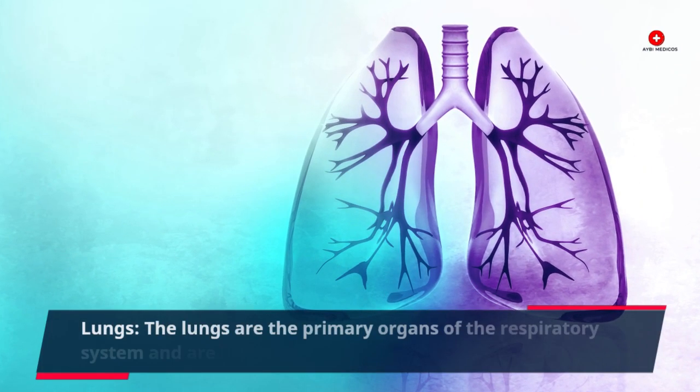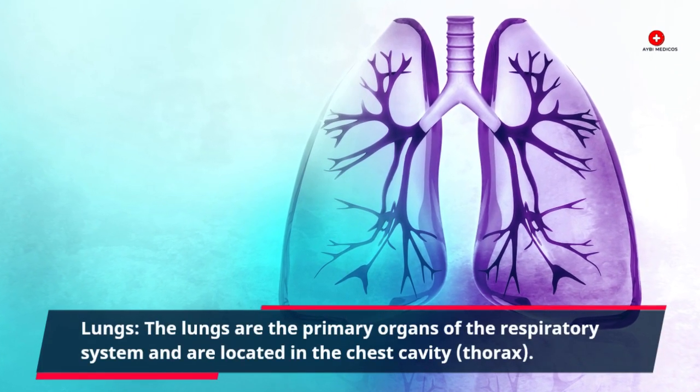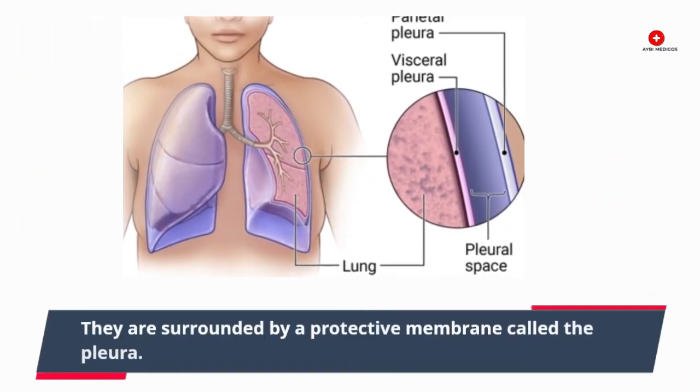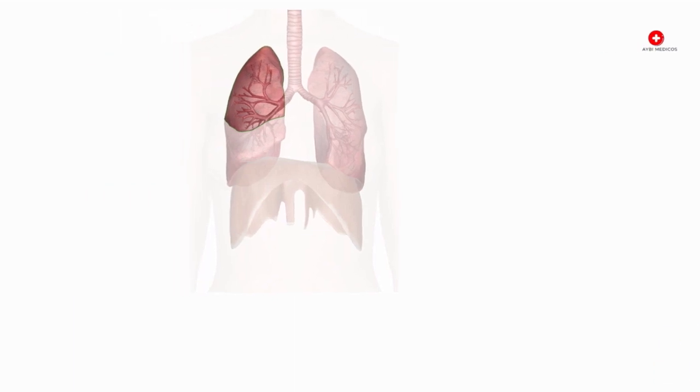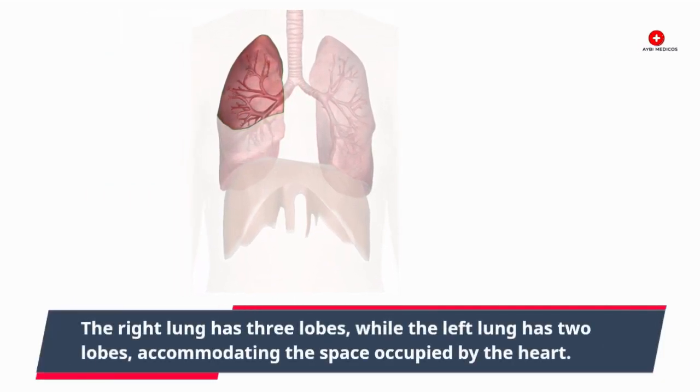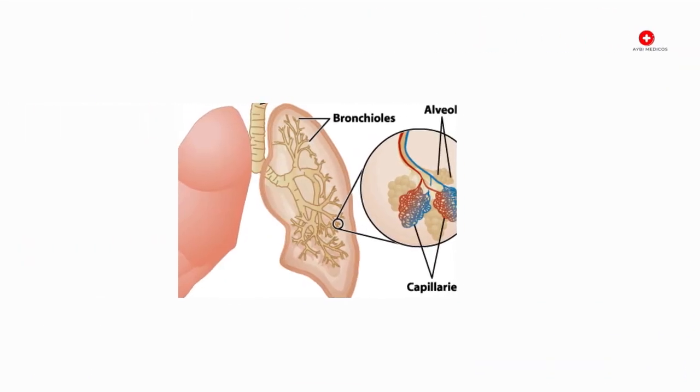Lungs. The lungs are the primary organs of the respiratory system and are located in the chest cavity, the thorax. They are surrounded by a protective membrane called the pleura. The right lung has 3 lobes, while the left lung has 2 lobes, accommodating the space occupied by the heart.